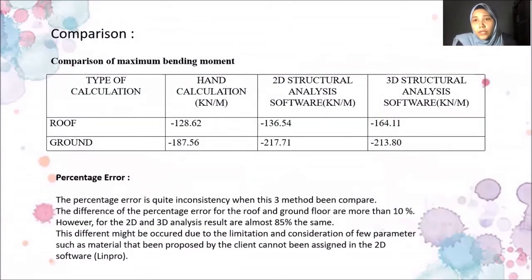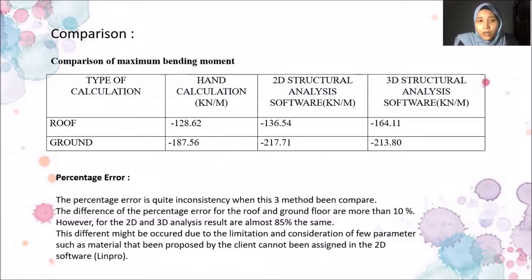So for the comparison of the maximum bending moment for each method we used in this project to analyze the building, we have hand calculation, we have the 2D structural analysis software, which is LinkPro, and the 3D structural analysis software, which is SAP 2000. We did it for two levels, the roof and ground floor, and this is the result.